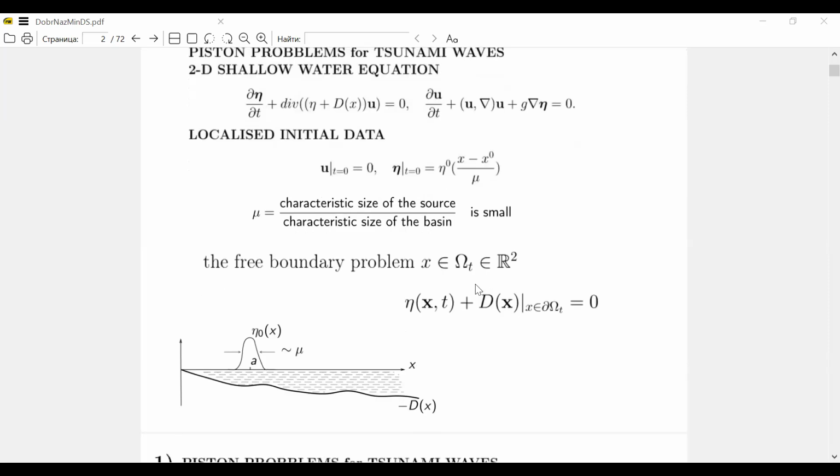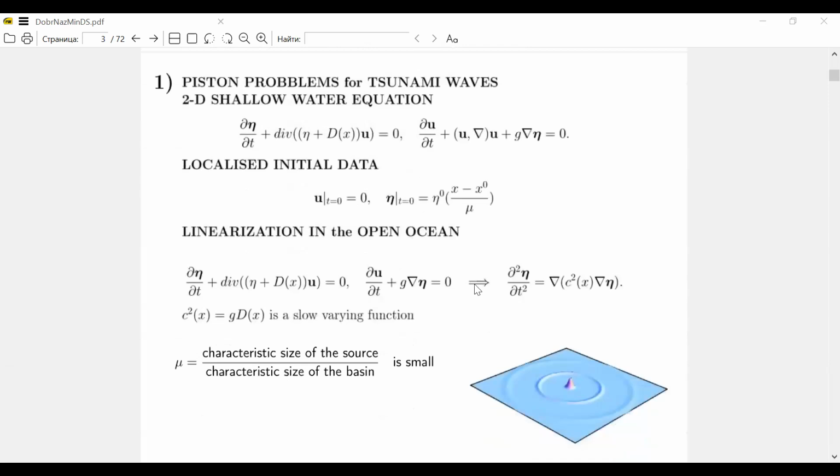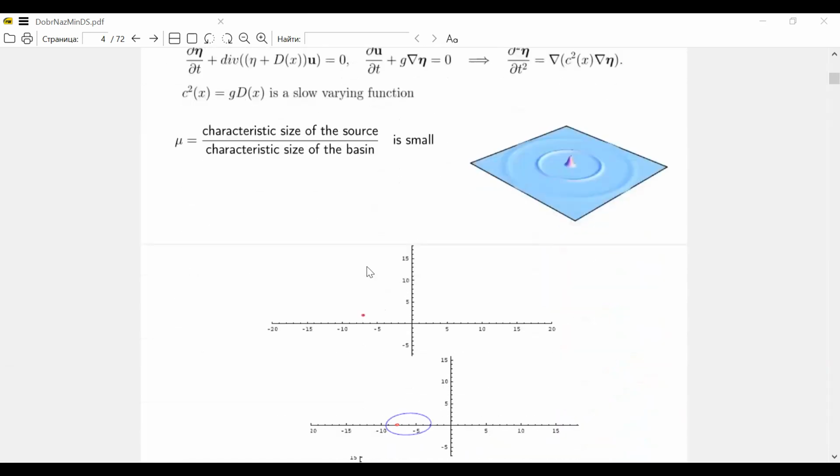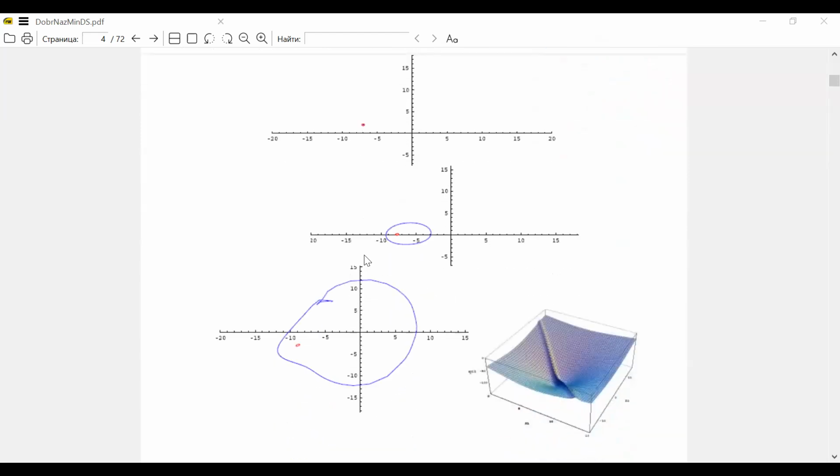So now, what is the first step in this case, as I told you before? That is linearization. That is possible to do when we consider the wave in the open ocean. And even if we come to the shore, then we also can use the linearization. But nevertheless, it's not enough to solve the problem. And so the talk of Vladimir was connected with this problem, which I will discuss a little later.